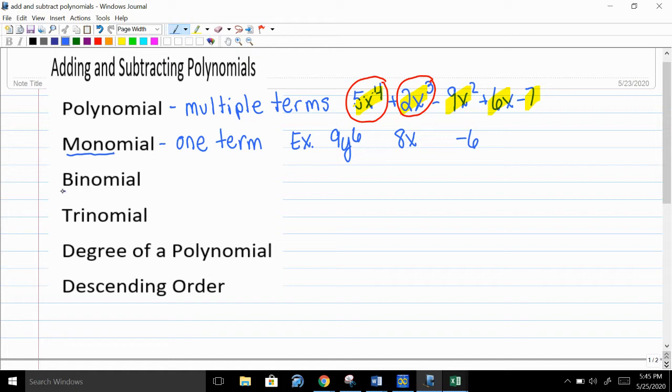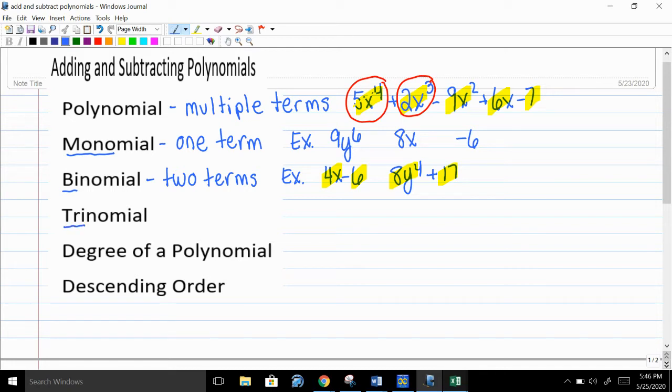Okay, binomial, bi, right? Bicycle, 2 wheels. Bilingual, 2 languages. A binomial has 2 terms. So for example, 4x minus 6, 2 terms, right? 1, 2. 8y to the fourth power plus 17, 2 terms, 1, 2. I'm hoping you get the idea here.